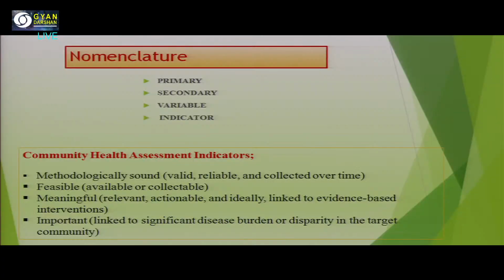So now we'll be discussing some nomenclatures, like what is primary data and what is secondary data, what is variable and what is indicator. What is primary data? प्राइमरी डेटा का मतलब है कि डेटा जिस वजह से कलेक्ट हुआ, डेटा उसी के लिए यूज़ हो रहा है. The data is being used for the purpose for which it was collected.